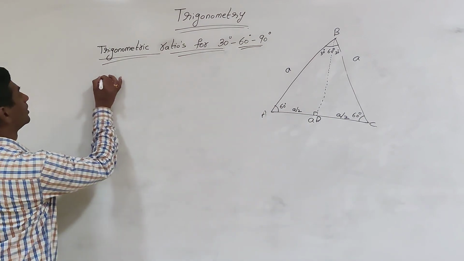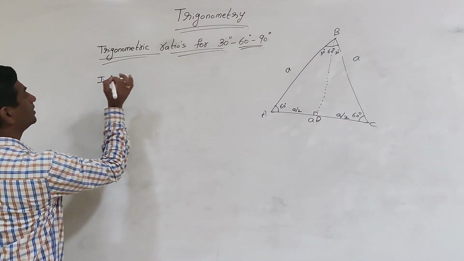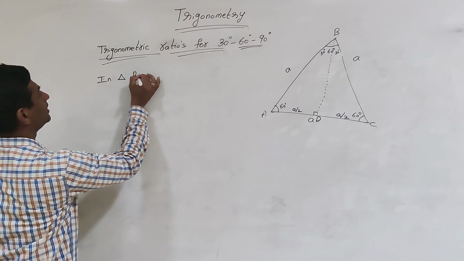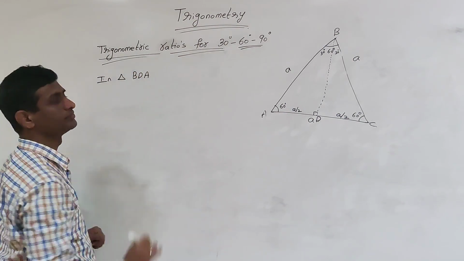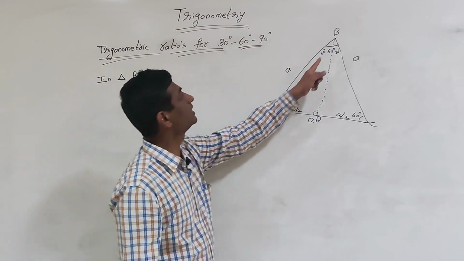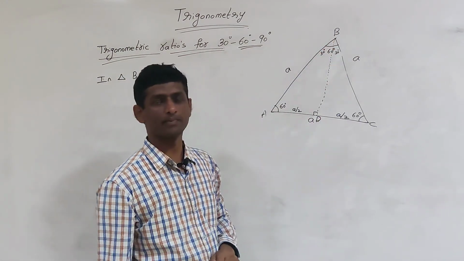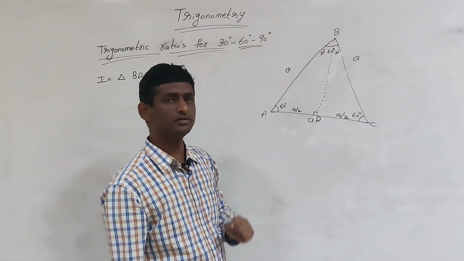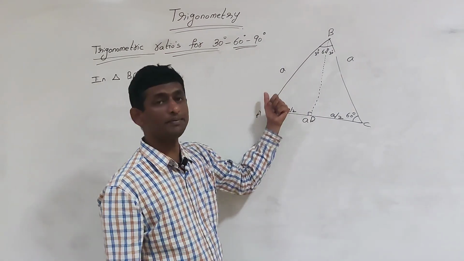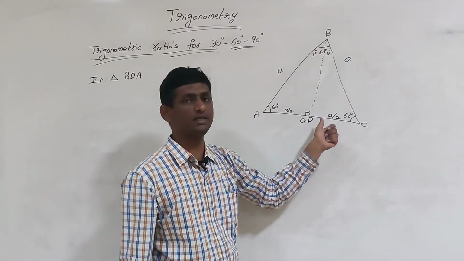Now in triangle BDA, what is the length of BD? As we know the length of AD, and AB becomes the hypotenuse, what is the length of BD?